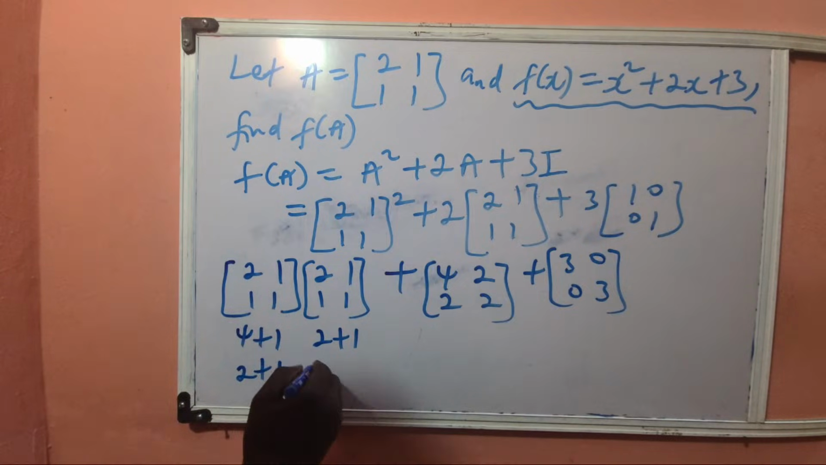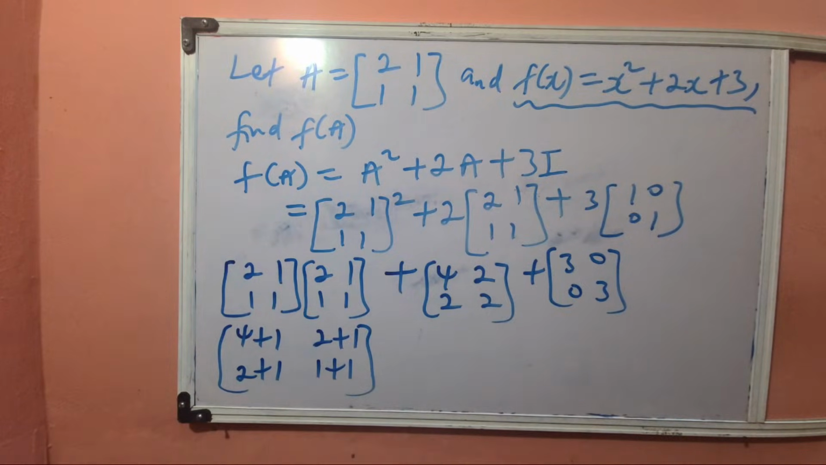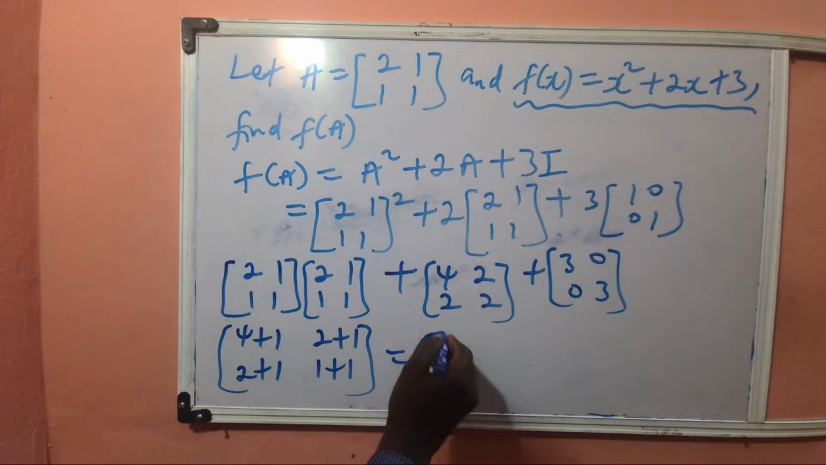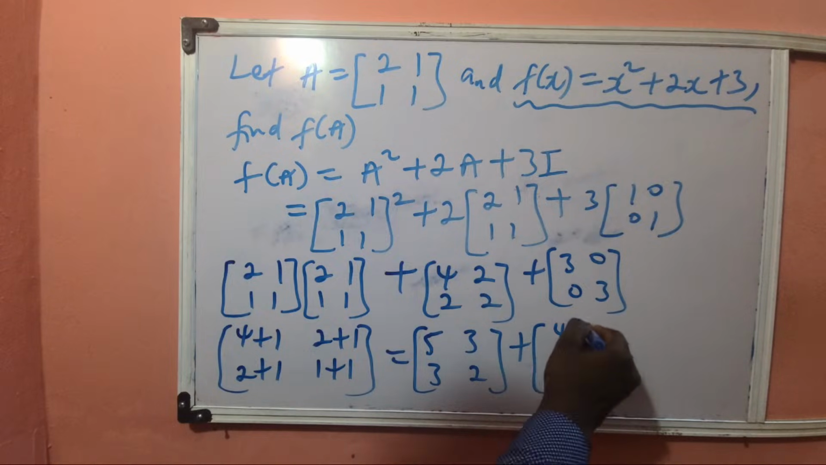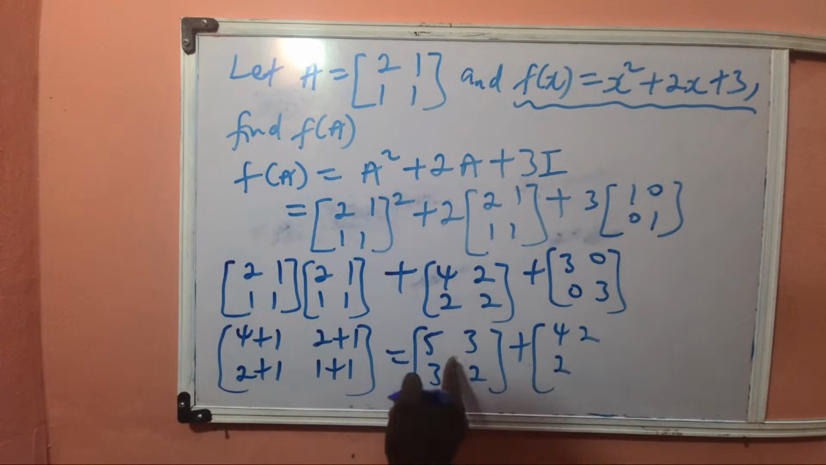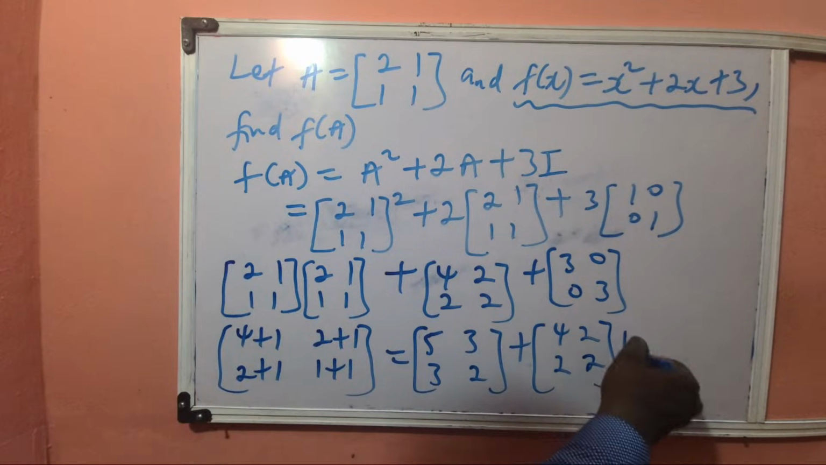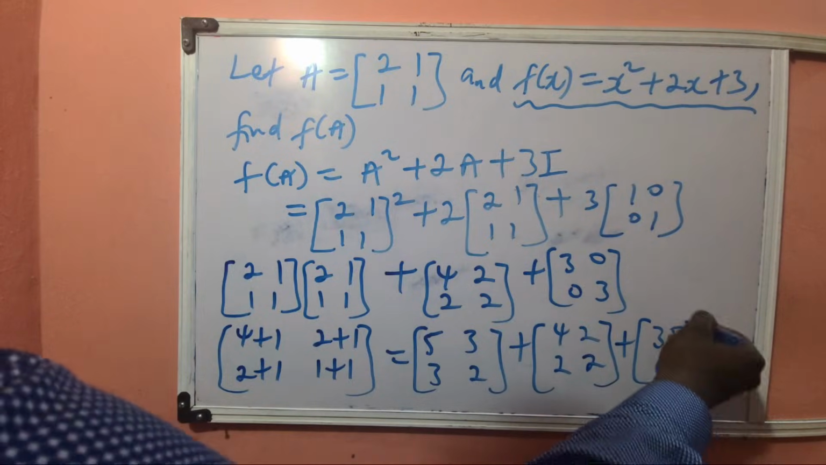This will be 1 plus 1. So obviously, I'm sure you understand that I can write this whole thing as 5, 3, 3, 2 plus 4, 2, which is for this 2, plus 3, 0, 0, 3.